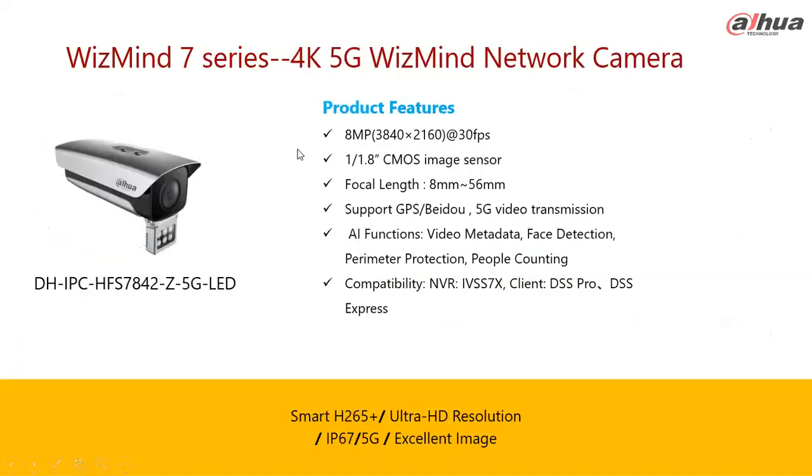Functions of Wizmind 7. As the hierarchy lowers in the numbering of the cameras, 5, 4, 3, 2, 1, the functions also lower based on the needs.